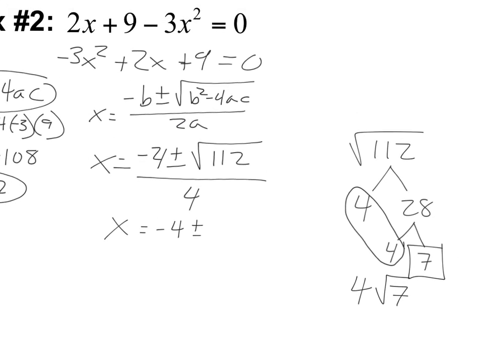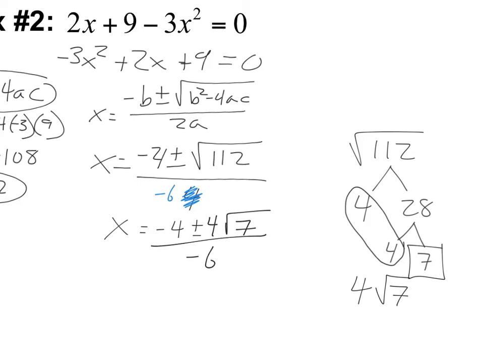You know what? I made a mistake. I want to make sure you guys see that real quick. This 4 here is supposed to be 2 times my a value. Well, my a value is negative 3, so this shouldn't be a 4. It should be 2 times negative 3, which is negative 6. I bet some of you guys were really happy. Thought maybe you'd get a row back, but I caught it. So 4 rad 7 over negative 6.